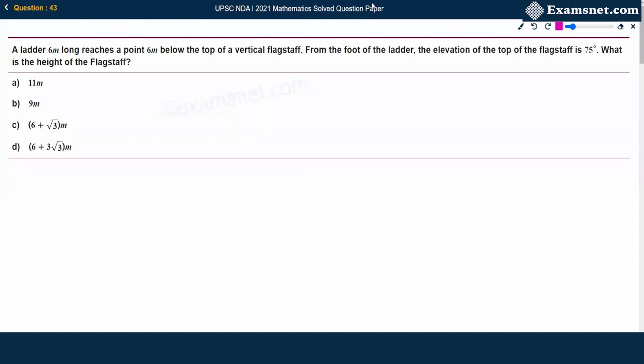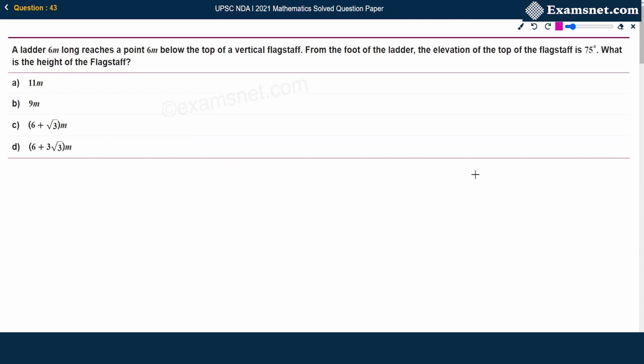In question number 43, it is given that a ladder 6 meter long reaches a point 6 meter below the top of a vertical flagstaff. From the foot of the ladder, the elevation of the top of the flagstaff is 75 degrees. What is the height of the flagstaff? In order to solve this, first we will discuss a few concepts from trigonometry.